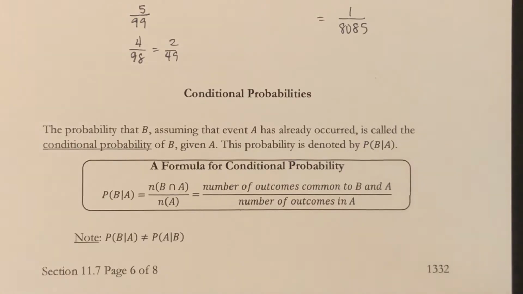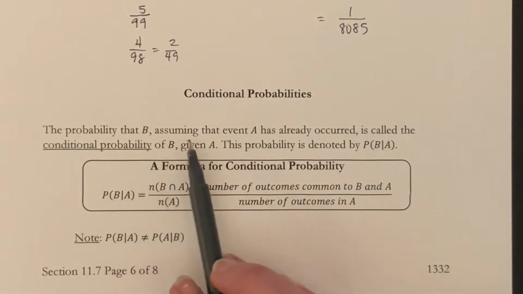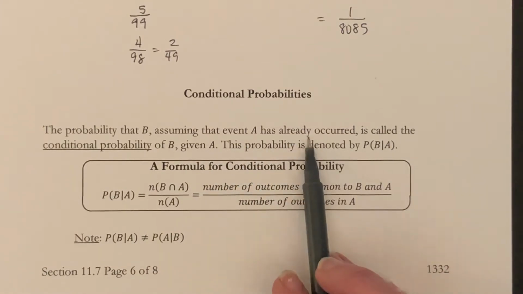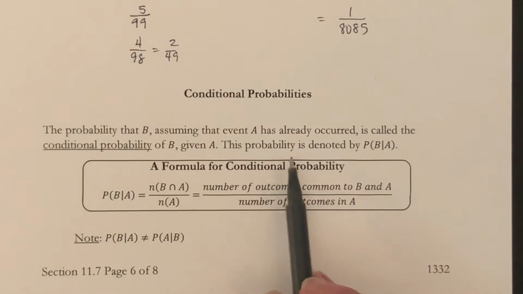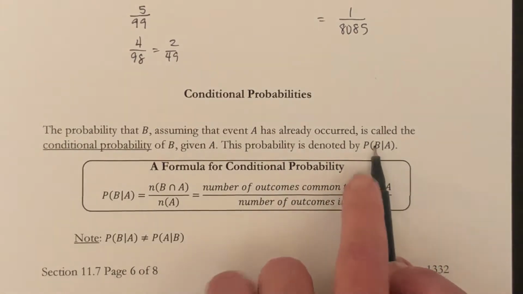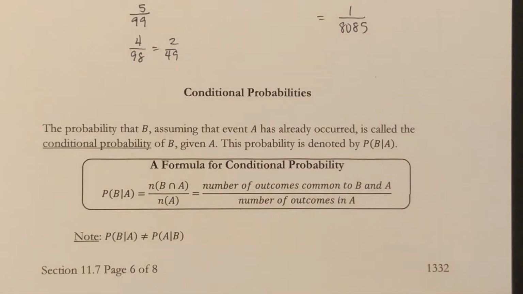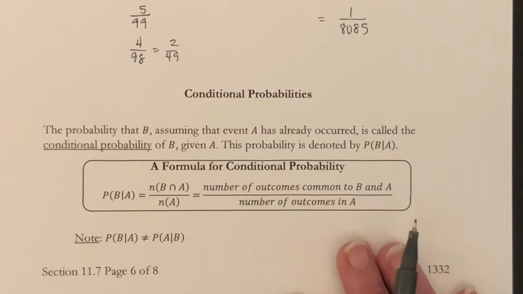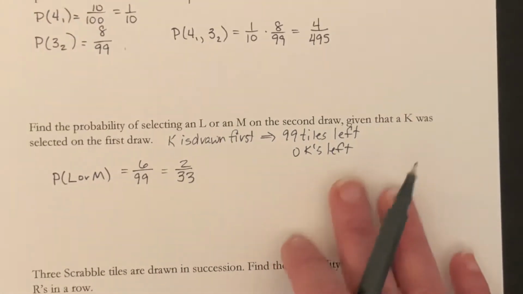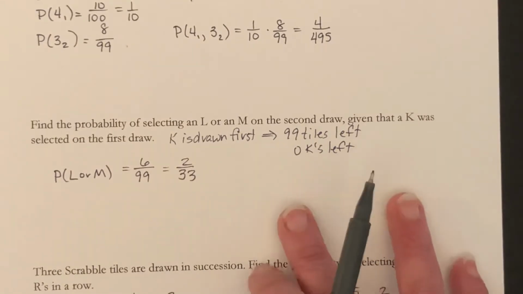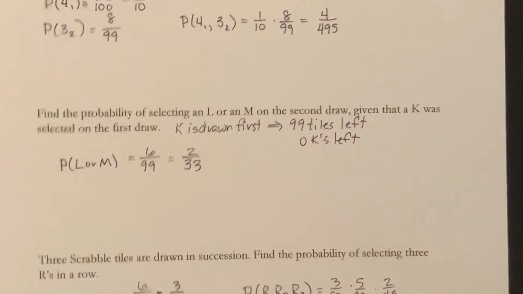Conditional probabilities. The probability of B, assuming event A has already occurred, is called the conditional probability of B given A. This probability is denoted like this. The line just says given that A has occurred. So it's going to be somewhat like this problem right here. We basically get to reduce our sample space from the very beginning and then use that.